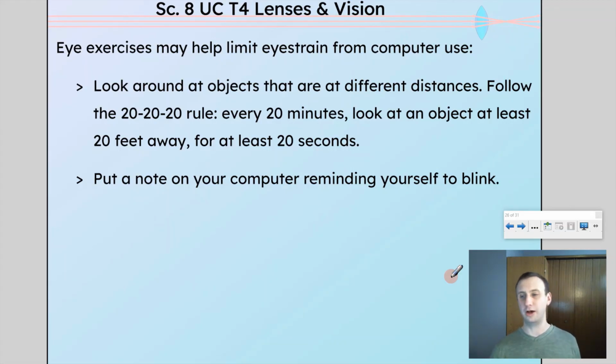So put a note on your computer or whatever saying, hey, blink. Because sometimes when we look at computer screens, we don't blink as much as we should, and then we're not keeping our cornea moist and so on, and it causes issues over time. So that would be another thing to do to make sure you're not going through a ton of eye strain with this online learning.